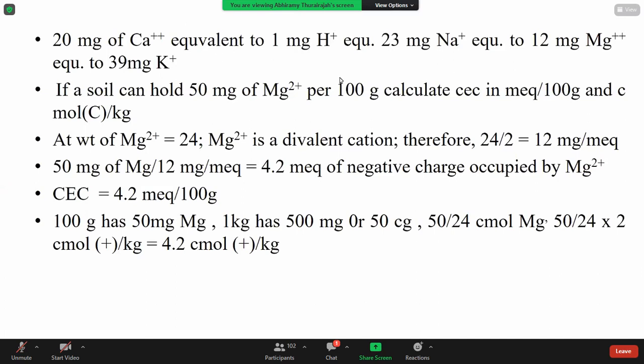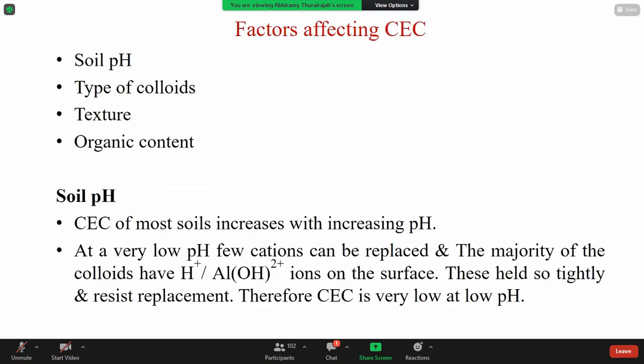Are you all clear? Yes, I am telling you again, please do this calculation as an assignment and upload it to the LMS. Assignments we will discuss in the next class, right? And then we'll see the factors which affect the cation exchange capacity.